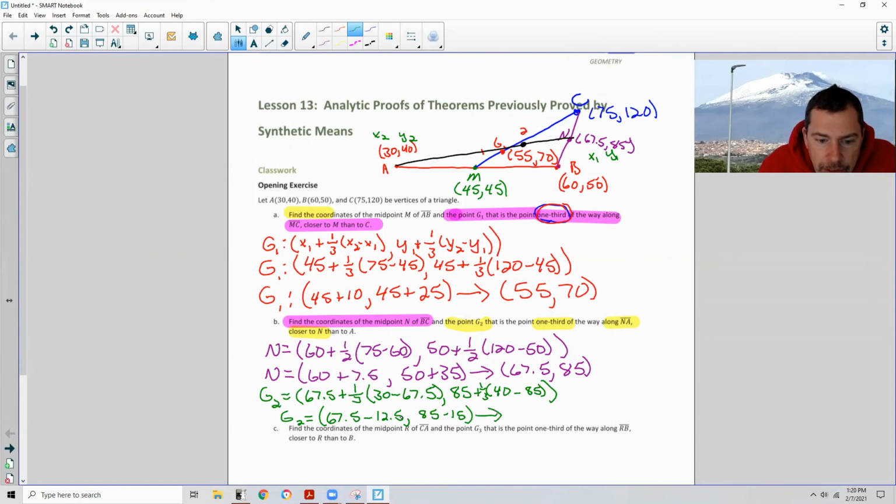That is going to give us the point 67.5 minus 12.5. The 0.5's cancel. 7 minus 2 is 5, and 6 minus 1 is 5. So we get 55, comma, and 85 minus 15 is 70. So G sub 2 is the point 55, 70. And notice what just happened. It is actually going to be this point right here that we found to be the 1/3 of the way up MC.